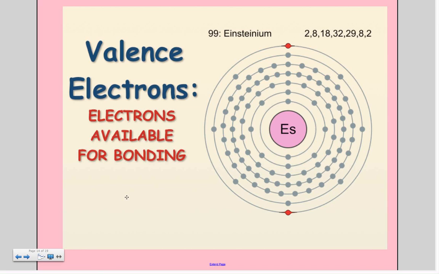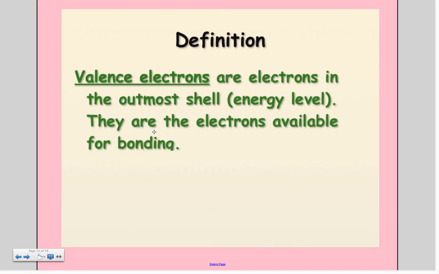So let's look at valence electrons. Our valence electrons are the electrons on the outermost shell. So they're the 2 red dots here on this atom of Einsteinium. And they are the ones that are available for bonding and what elements can kind of link up together. So the definition, they are electrons in the outermost shell or energy level or even orbit, depending on what the test or the text you're looking at says. So they are electrons on the outermost shell, and they're the ones available for bonding.